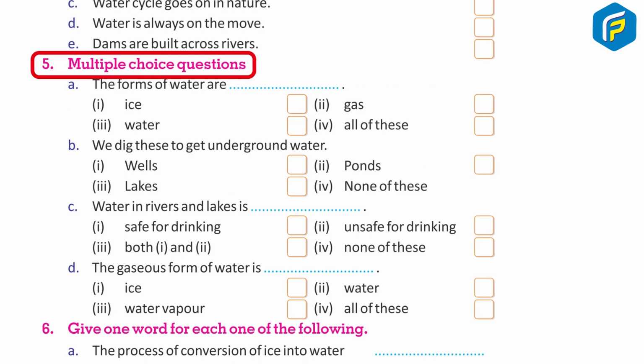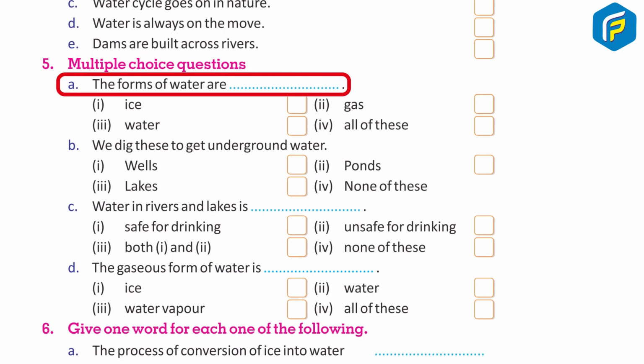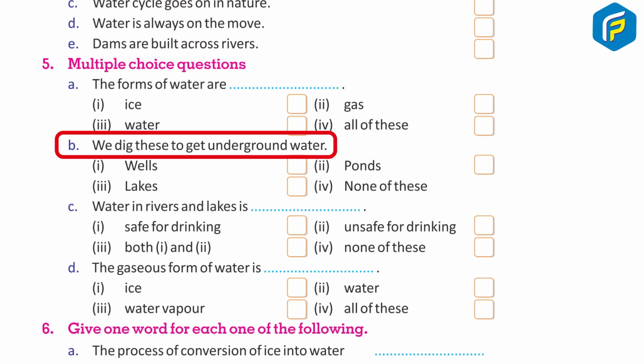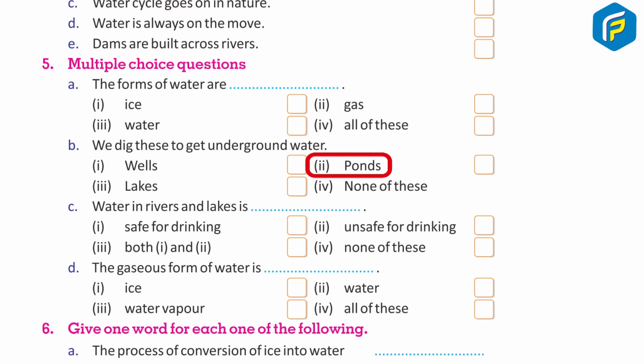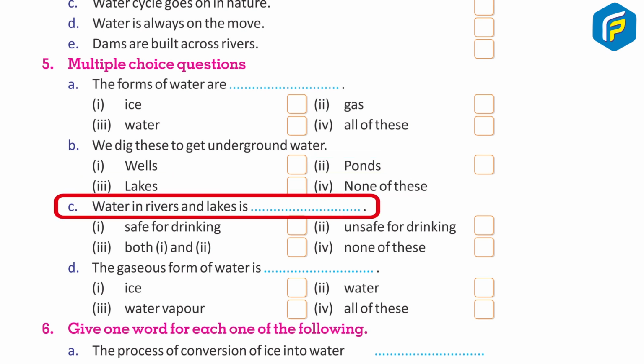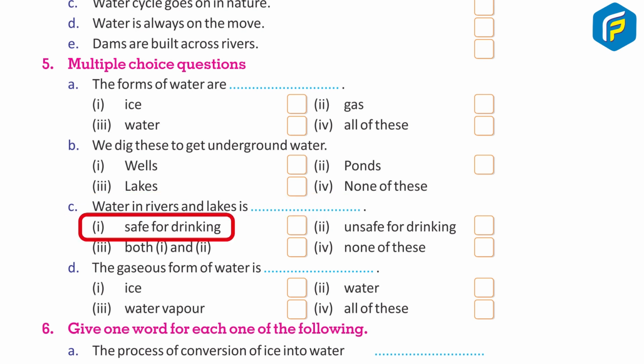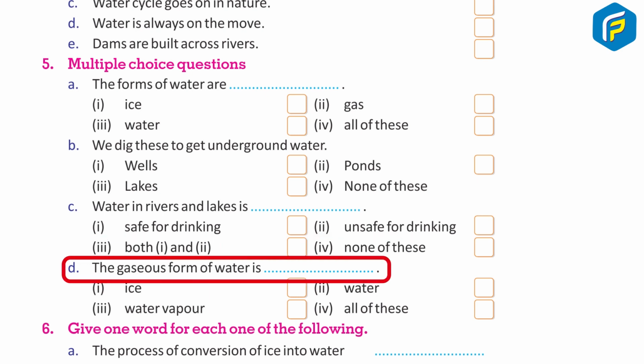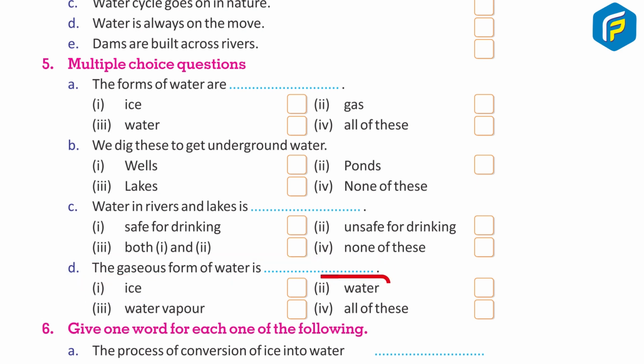5. Multiple choice questions. A. Three forms of water are dash: 1 ice, 2 gas, 3 water, 4 all of these. B. We dig these to get underground water: 1 well, 2 ponds, 3 lakes, 4 none of these. C. Water in rivers and lakes is dash: 1 safe for drinking, 2 unsafe for drinking, 3 both 1 and 2, 4 none of these. D. The gaseous form of water is dash: 1 ice, 2 water, 3 water vapor, 4 all of these.